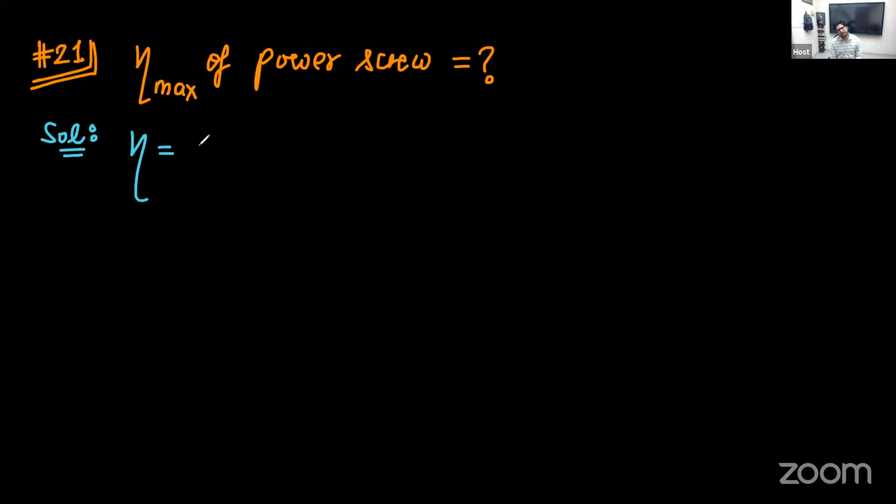We already know the efficiency formula. Efficiency formula is tan theta upon tan phi s plus theta.